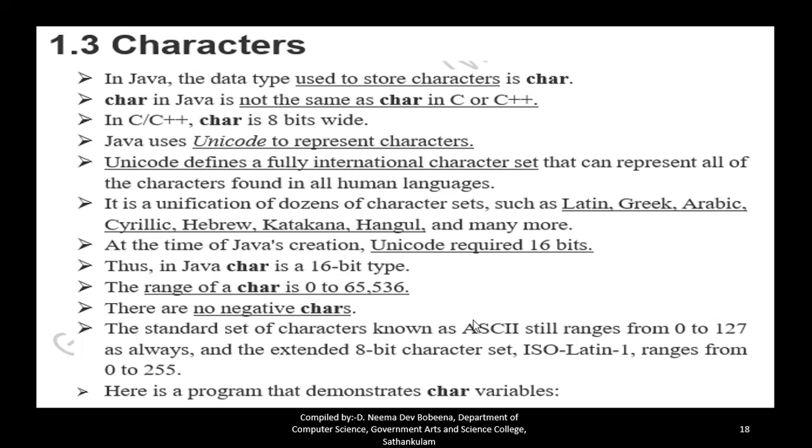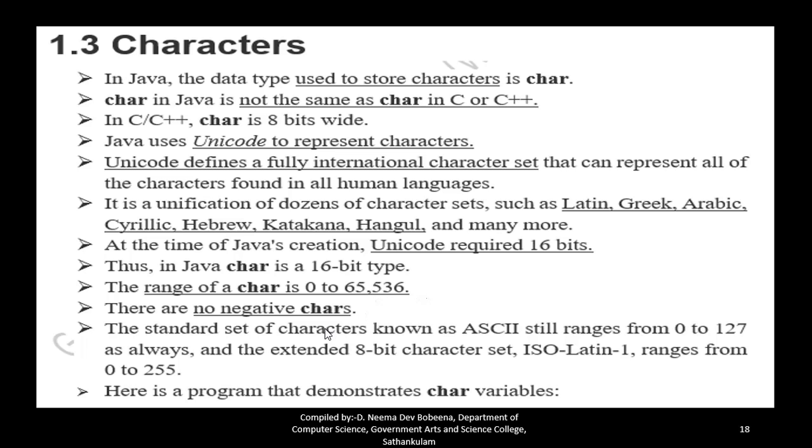Next is character. The third type of data is character type data. In Java, the data type used to store characters is char. Char in Java is not the same as in C or C++. In C and C++ it uses 8 bits, but Java uses a special character set called Unicode to store characters. Unicode defines an international character set. It contains dozens of character sets like Latin, Greek, Arabic, etc. Unicode requires 16 bits. In Java, char is represented using 16 bits. The range is 0 to 65536. There are no negative characters.